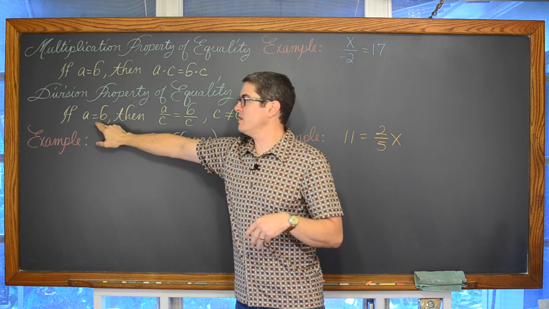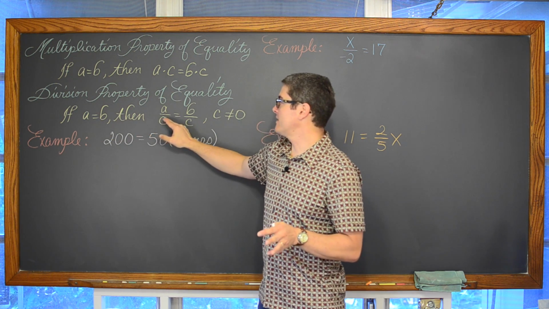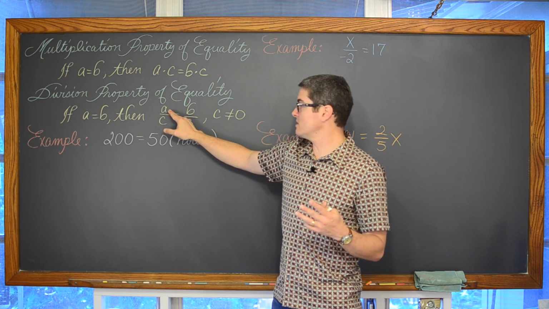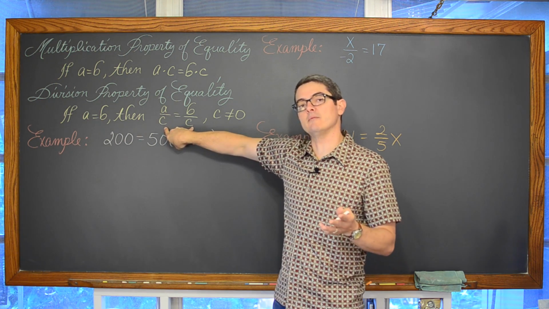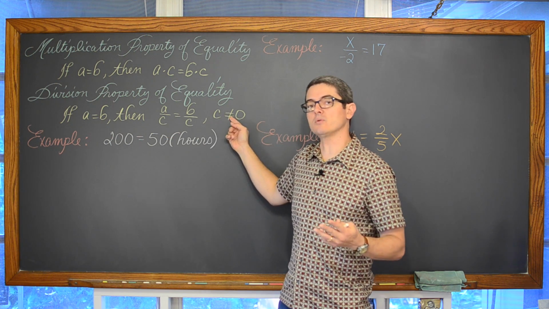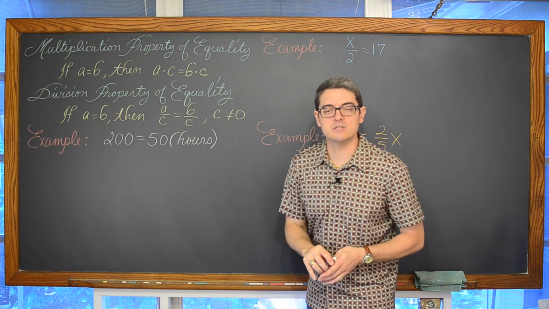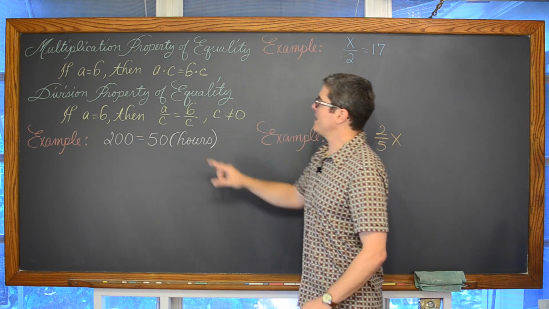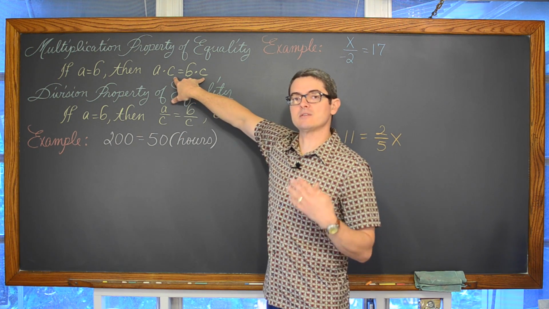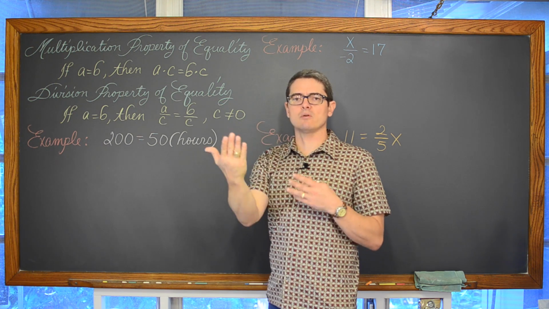You can also, if A is equal to B, get an equivalent equation. The two sides are still going to be equal if you divide both sides by the same value, as long as C is not equal to 0, because you can't divide by 0. That's undefined, like I said just a moment ago. And really, it wouldn't make sense to multiply 0 to both sides of the equation either, because then you're just going to have 0 equals 0.